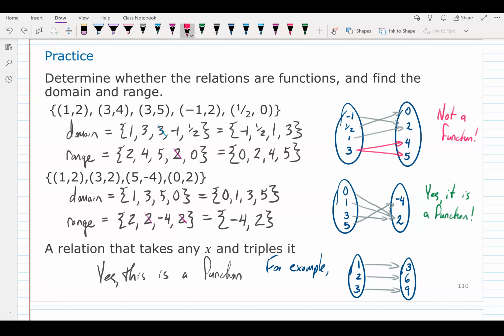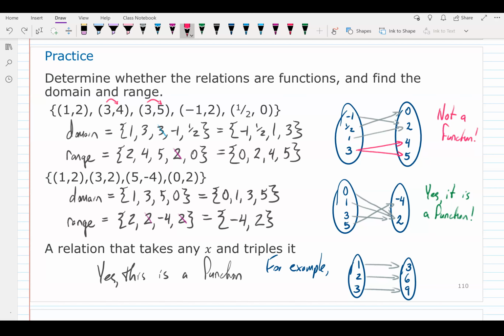But there was a warning flag anyways, because if you've got a 3 giving a 4 and a 3 giving a 5, that's two different outputs for the same input. That can't be a function. In the second case, if you've got only repeated range values, I'm talking about down here, that's okay as long as you don't have repeated domain values. And so this diagram over here looks like maybe it's not a function, but it is, because we don't have this one single domain splitting into two different range values.